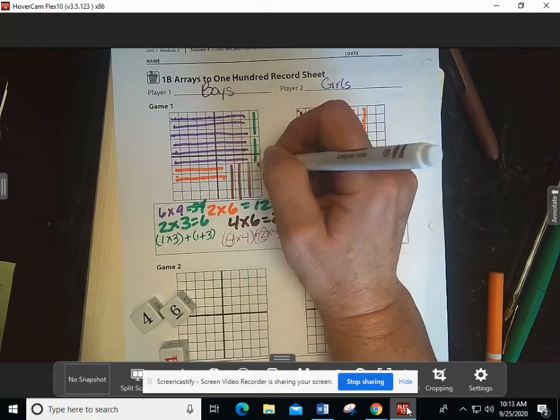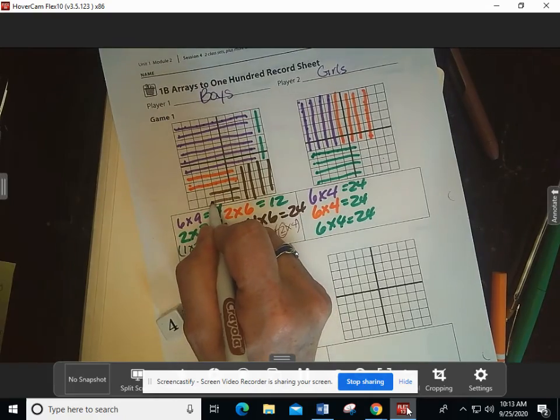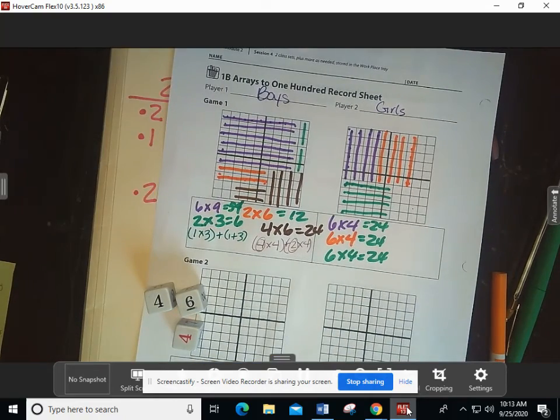1, 2, 3, 4. 1, 2, 3, 4. You boys, how many do you have left now? 4. We just need a 2 times 2. A 2 times 2. That's going to be difficult.